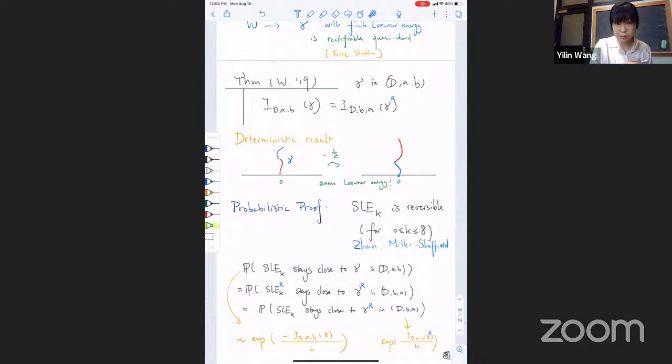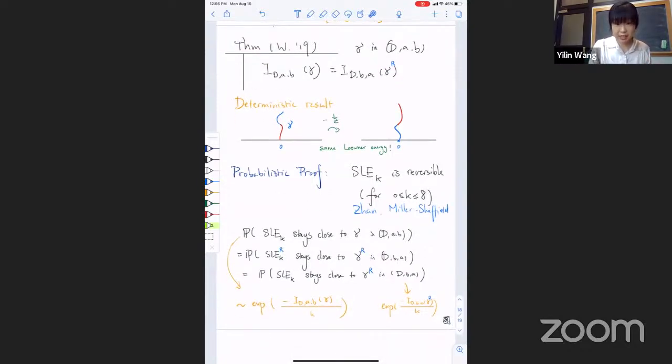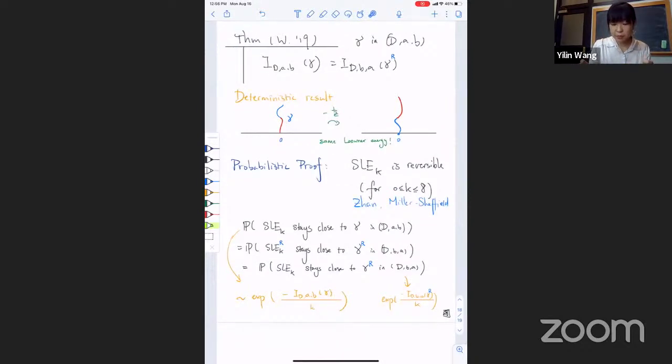You will see another deterministic proof: I will tell you an equivalent way to write down this Loewner energy. Then the reversibility will be clear. But so far, it's not so clear. So for the first proof of this result, we use this idea from SLE. This is the first example of how results from SLE will give you results about Loewner energy. SLE kappa is reversible. This is a very impressive result that is proved by Jan and Miller-Sheffield. So this holds for kappa between 0 and 8. Well, it's reversible. What does that mean?